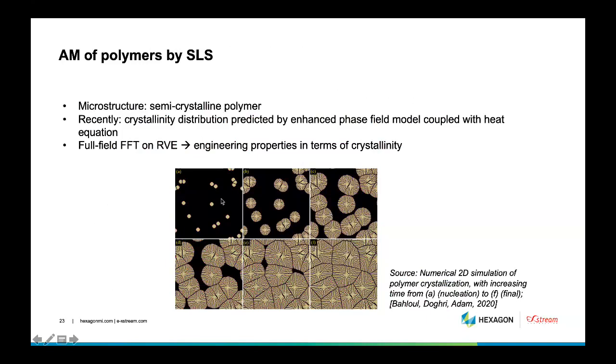So you go here from left to right, you increase the time, and then we go here to the bottom and we increase the time. This is at the end of the process, the microstructure that you get. Okay. So we take a representative volume element. So we put a big number of nucleation in a big enough volume, and then we can compute and predict the engineering properties of this semi-crystalline microstructure.